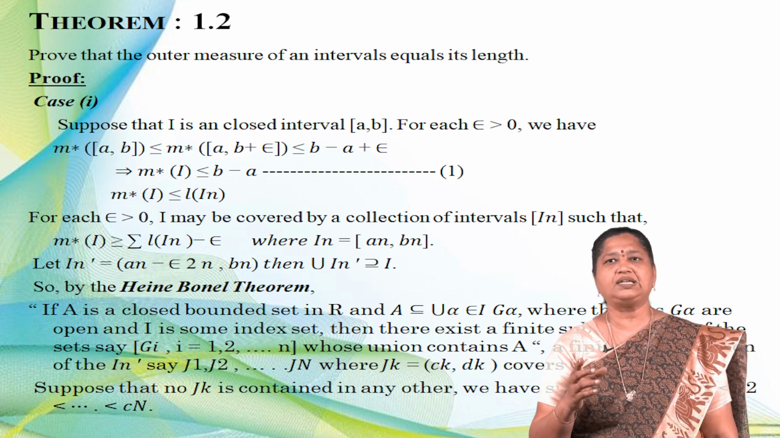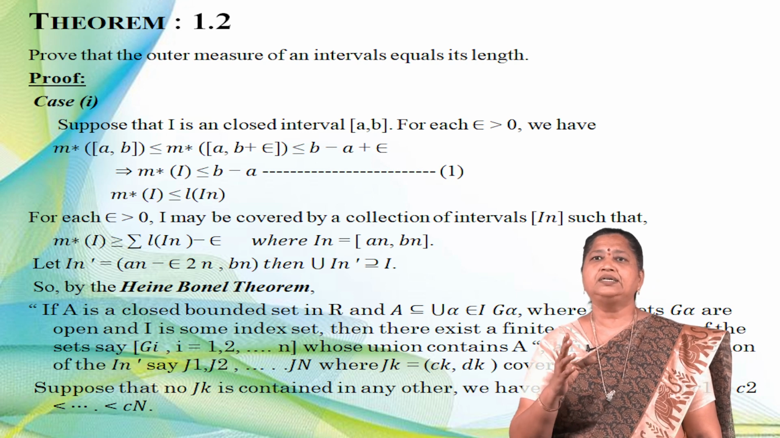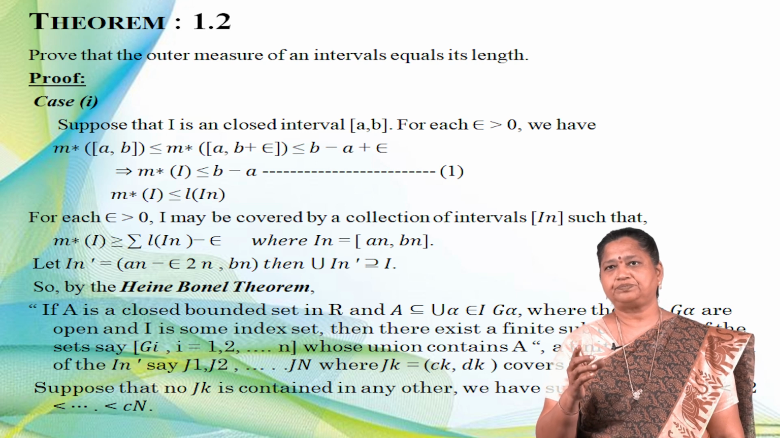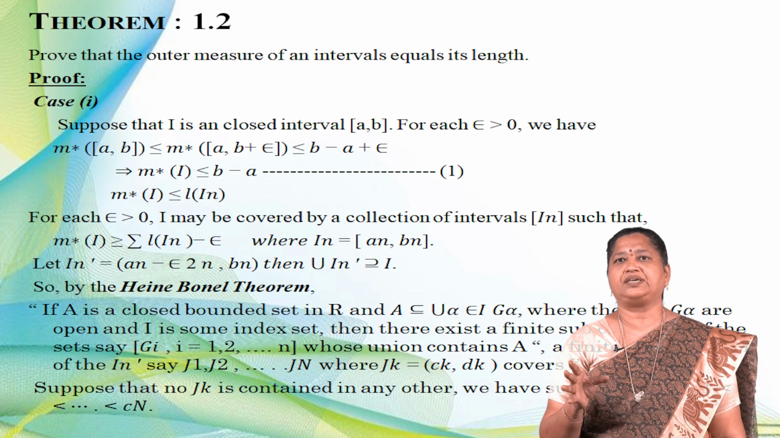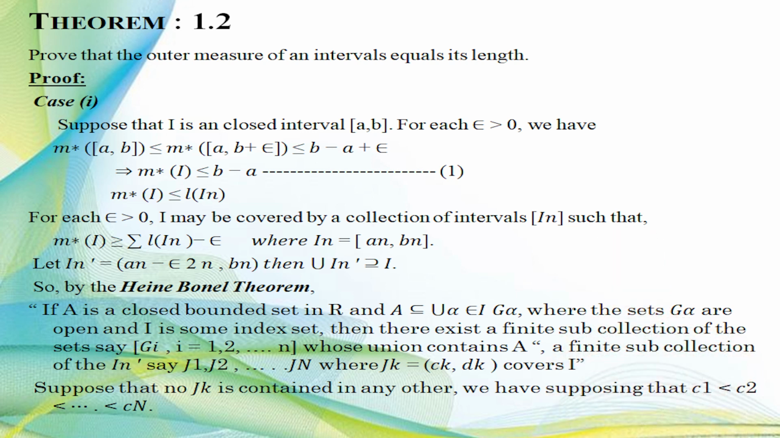So next the sub interval, that is L of In dash, let us take this interval equal to An minus epsilon to An comma Bn, where the union of In dash is a superset of I. So by the Heine-Borel theorem, the theorem says that if A is a closed bounded set in R and A is a subset of the union over alpha belonging to I of G alpha, where the sets G alpha are open and I is some index set, then there exists a finite subcollection of the sets Gi, i equal to 1, 2, and so on to n, whose union contains A. A finite subcollection of In dash, say J1, J2 and so on Jn, where Jk is equal to Ck comma Dk, covers I, which is the Borel theorem.